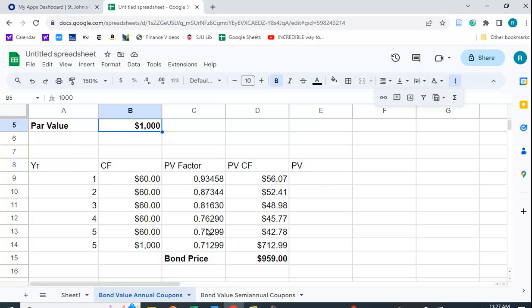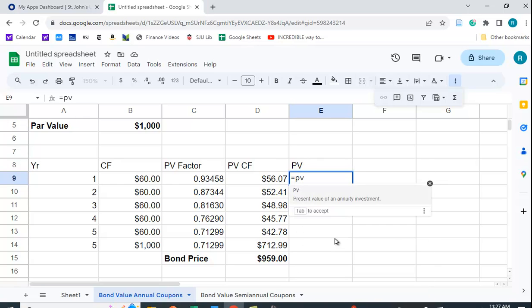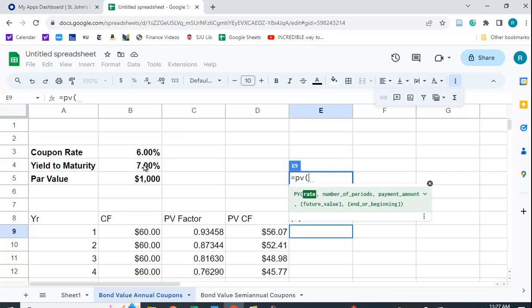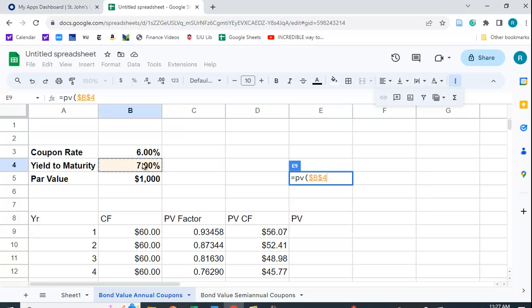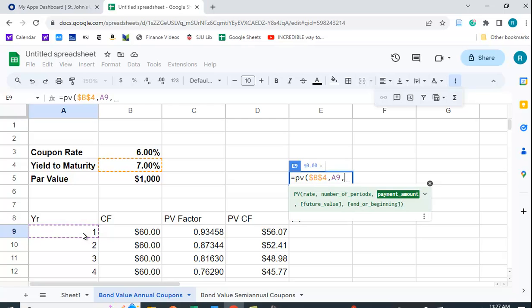Instead of calculating the present value factor, you could just calculate each cash flow's present value and then sum them up. And you can use the PV function in Google Sheets. Again, we're going to put the rate in, that's the yield to maturity, and again, I'm going to hit the F4 key so I can lock that cell. And the number of periods is going to be what year we're finding the present value for.